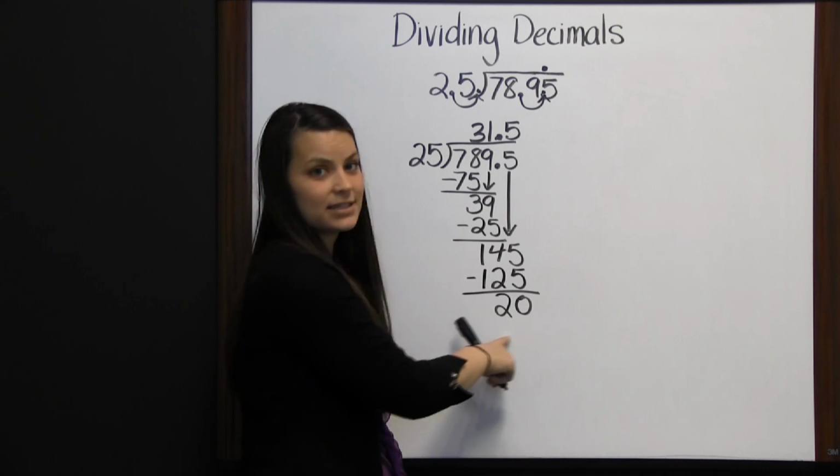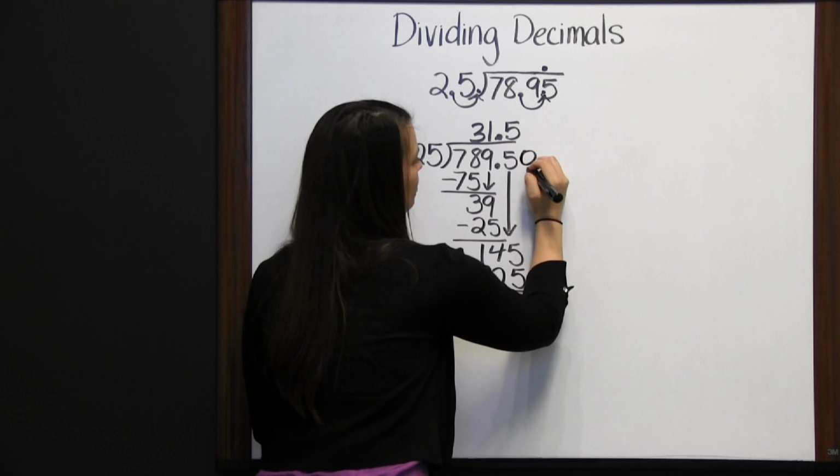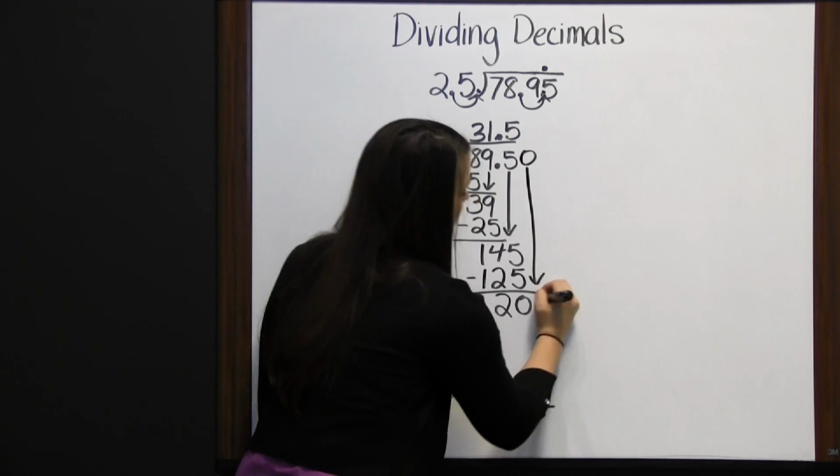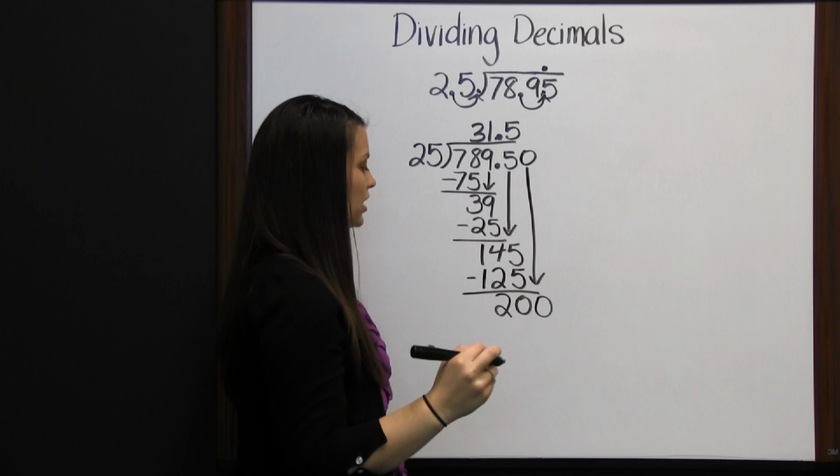Since our remainder isn't 0, we still have 20 here. We need to add on a 0 to bring down, because we can add as many zeros after our decimal place as we like without changing the number.